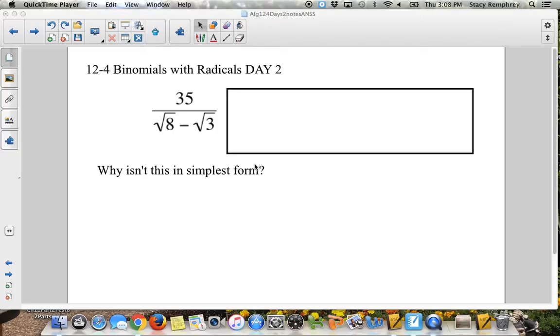First, we talked about why this isn't in simplest form, and everybody pretty much picked up there's square roots in the denominator, so that doesn't work out. And then we came up with as many ideas as we could to figure out how to get them out. And we tested the ideas.